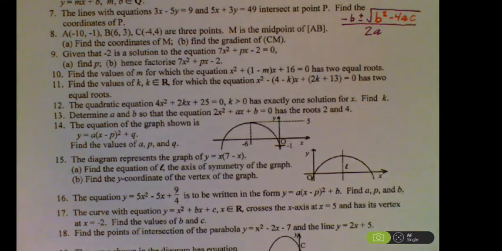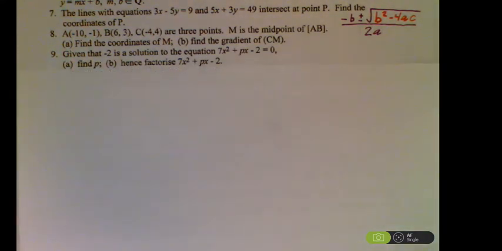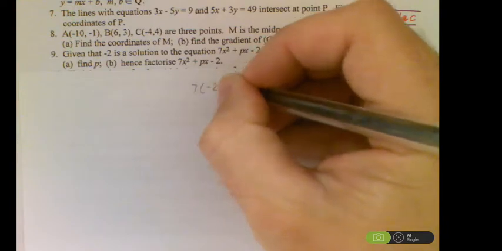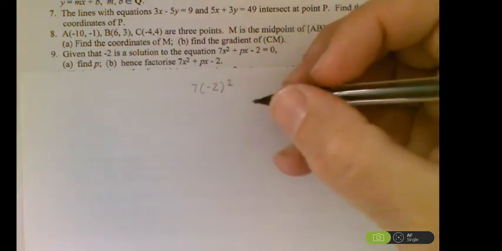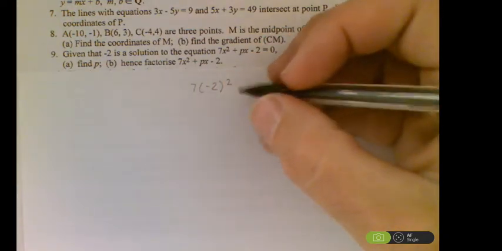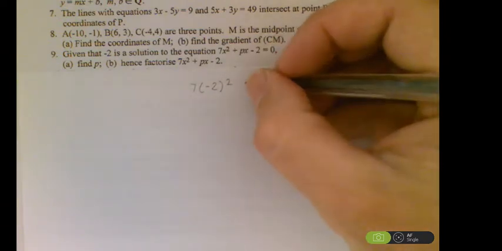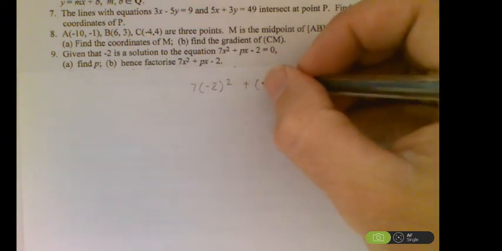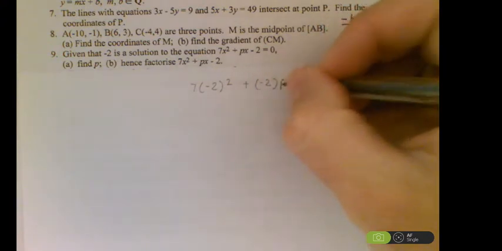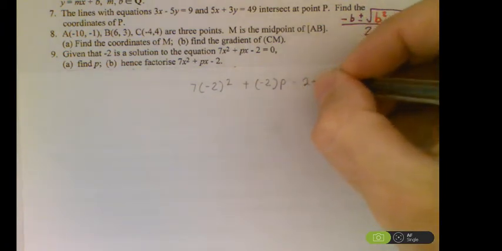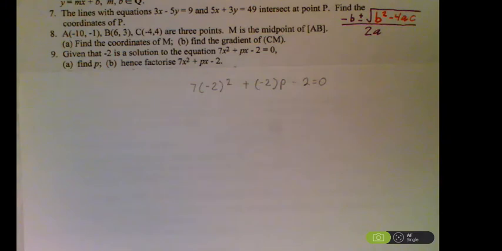So for the first case that we're looking at, number 9, all we're doing is subbing in the -2 for x. So we'd be looking at something like 7 times (-2) squared. Make sure you put the parentheses around any number that you sub in, especially a negative, because it does affect the outcome. So plus p times (-2), and then you've got the -2 equals 0. From there, all we've got to do is solve for p. That's a pretty simple solve.